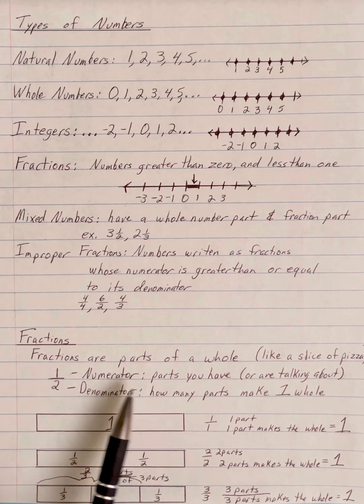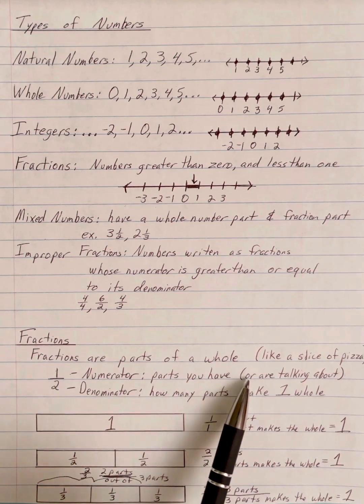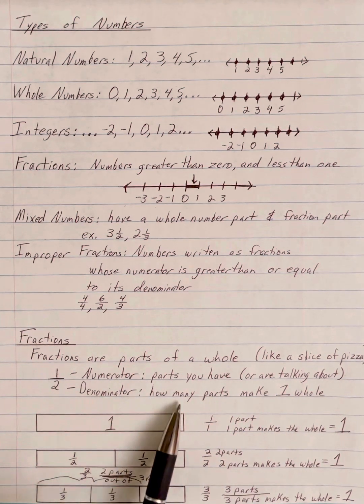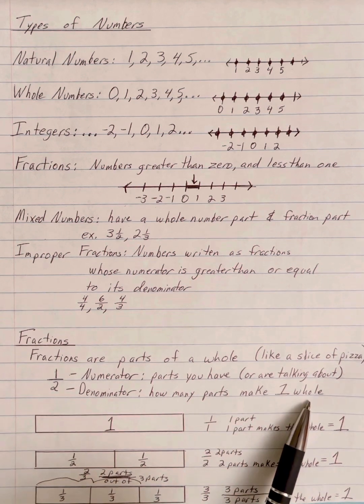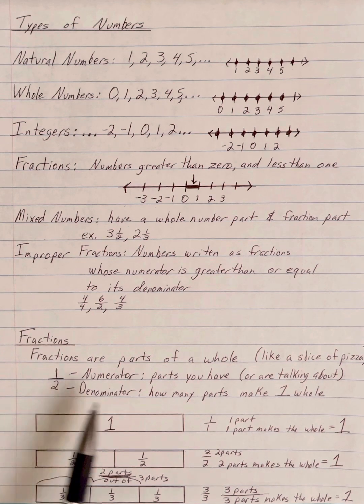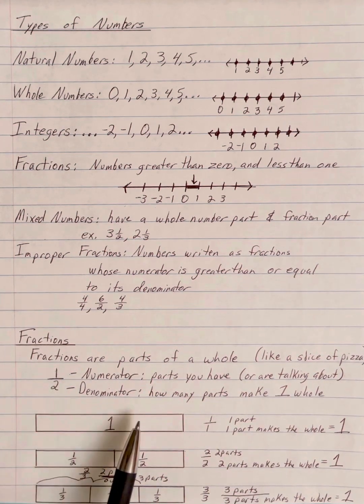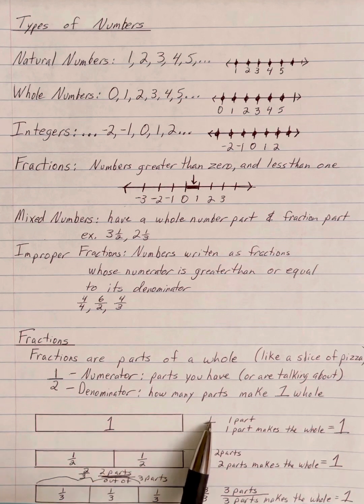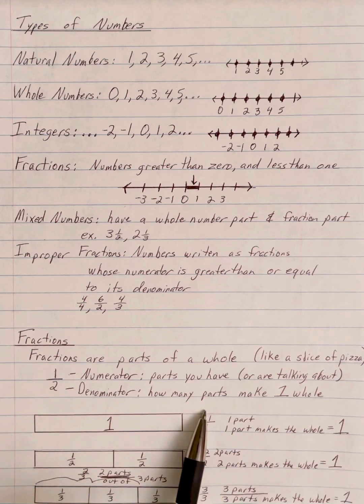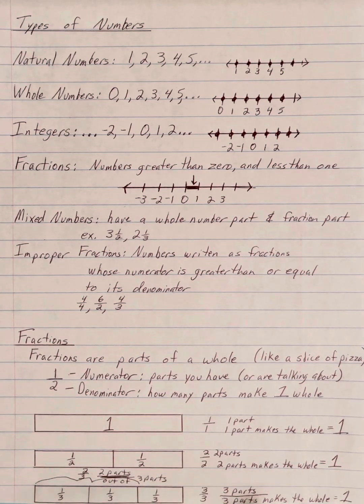So your numerator is parts you have, or whatever you're talking about, that many parts. The denominator is how many parts make one whole. So the whole thing. So if I cut my pizza into 2 parts, 2 parts make the whole thing. I've only got 1 of them. Gave the other one away or saved it for leftovers. So here we go. 1 whole thing, 1 part, and 1 part makes the whole thing. So that's 1. 1 out of 1, 1/1 is how we would read that as a fraction.